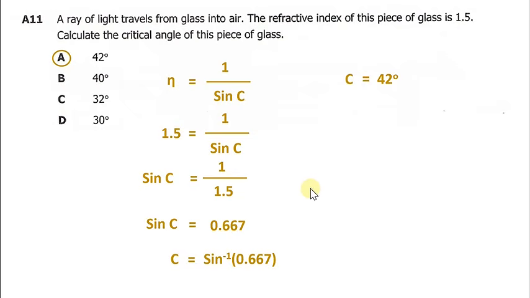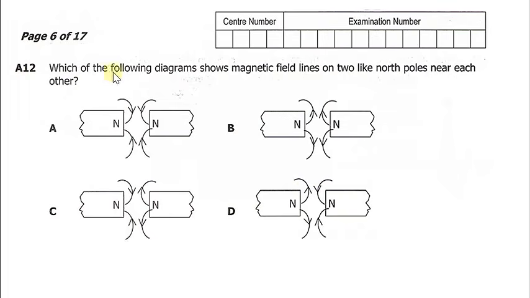Okay, so we proceed. So A12 says, which of the following diagrams shows magnetic field lines on two like north poles near each other? Remember, one of the properties of magnetic field lines is that they move from north to south. They're supposed to move from north to south, not like here. Even here, north to south.